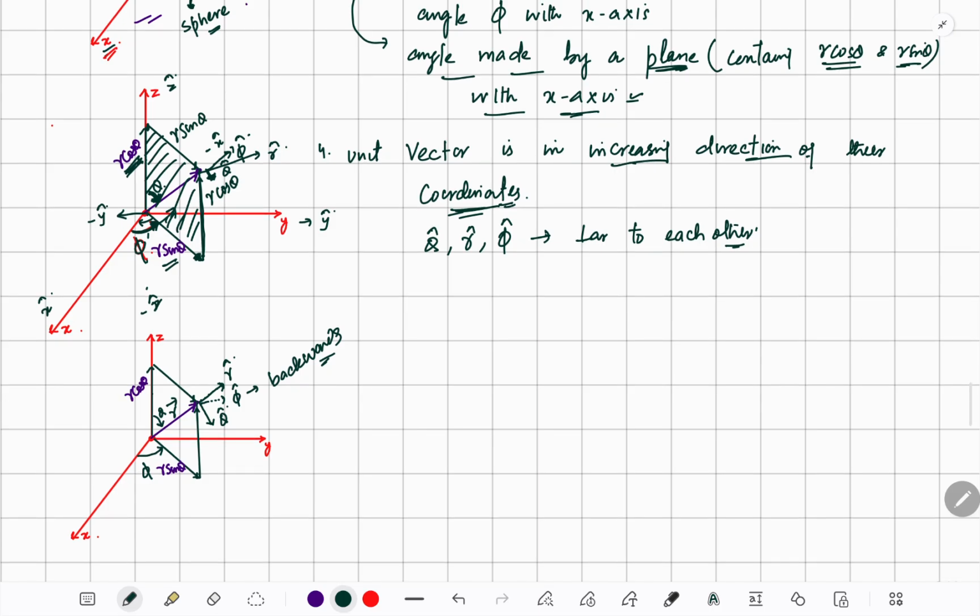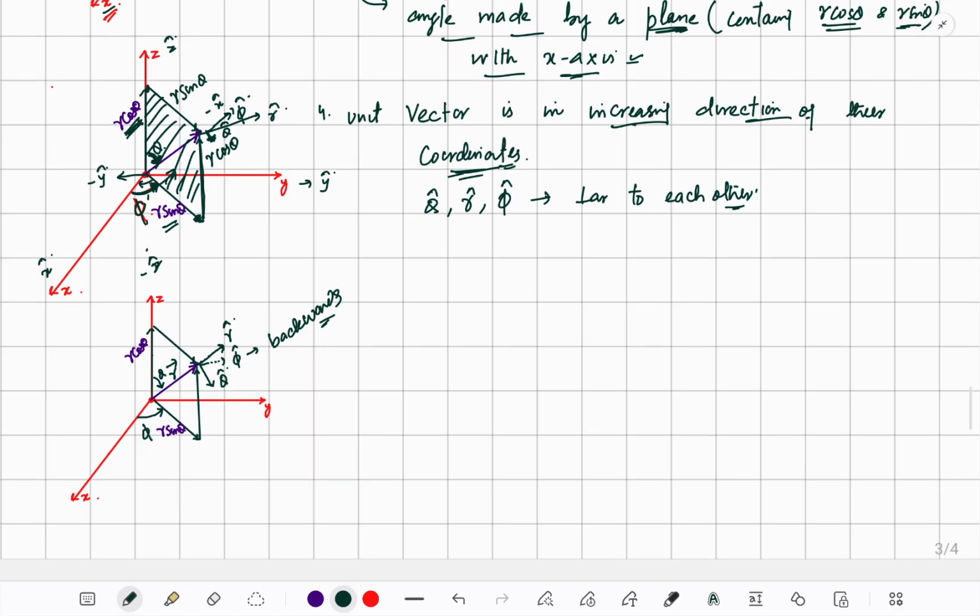Now we come to a small conclusion, the fifth point. This r can have any value from 0 to infinity, because the radius of the sphere can be anything. So r has a value anything from 0 to infinity. There is no problem.